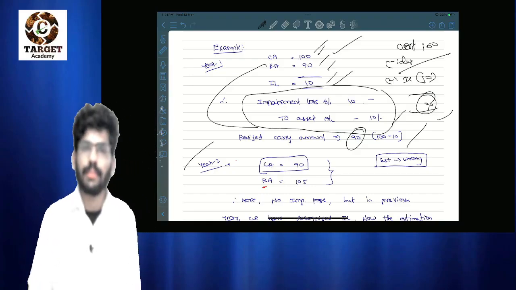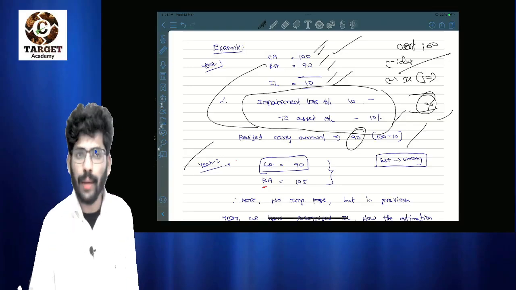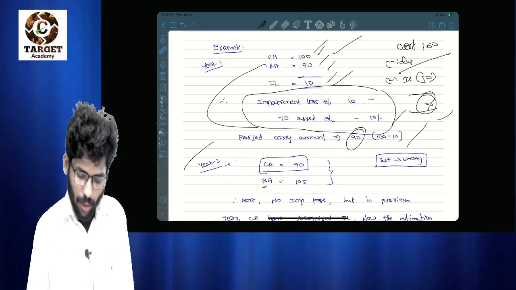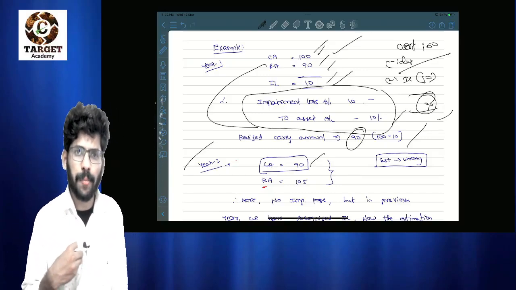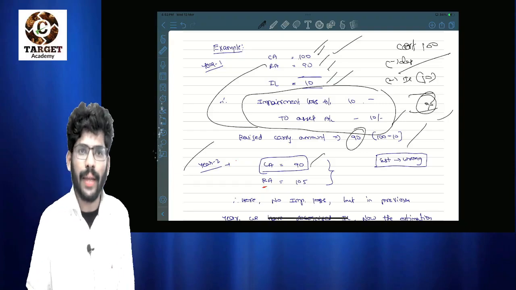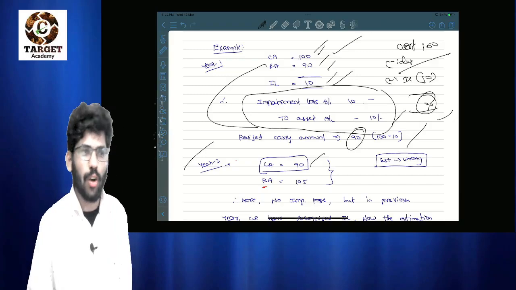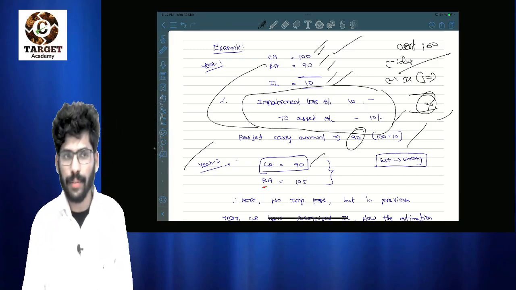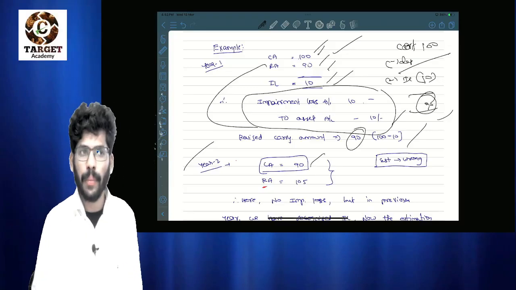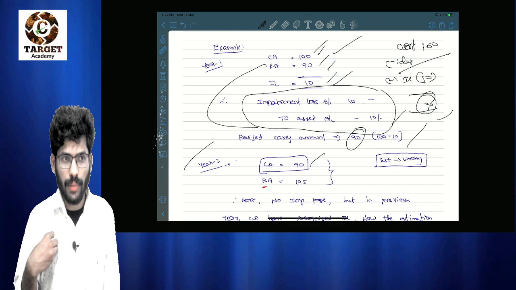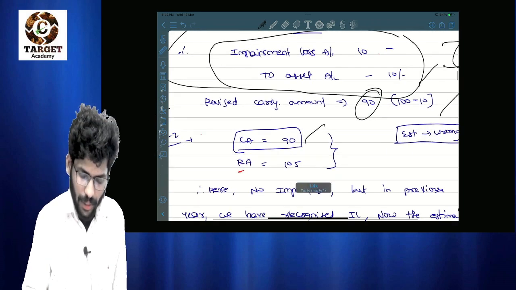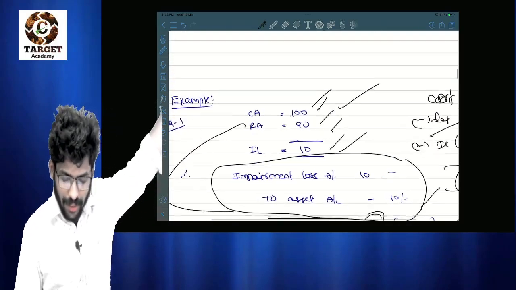Coming to the second year. What is the carrying amount? Yes, obviously 90 only. Basically, in the last year, my expectation, sir, what is the recoverable amount meaning? Fair value less cost to sell or value in use, whichever is higher. Obviously, this is the estimated value only. Correct or not? Obviously, estimation. In the second year, my estimation goes wrong. What is the recoverable amount in the second year? 105.